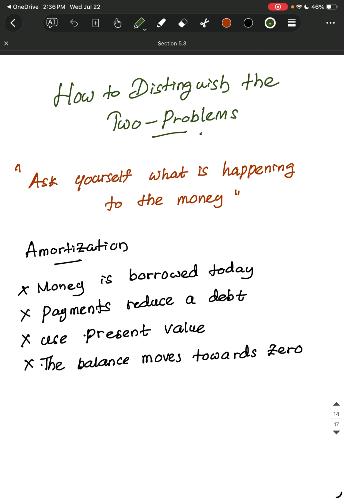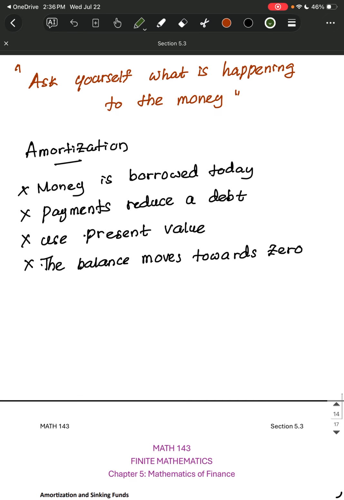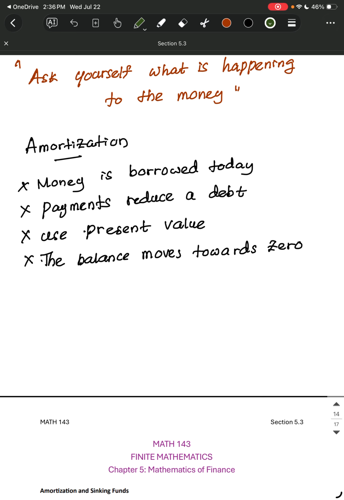Okay, what about the sinking funds? In sinking funds, deposits are made over time. The account grows towards a future goal, we use future value, and the balance moves upward.